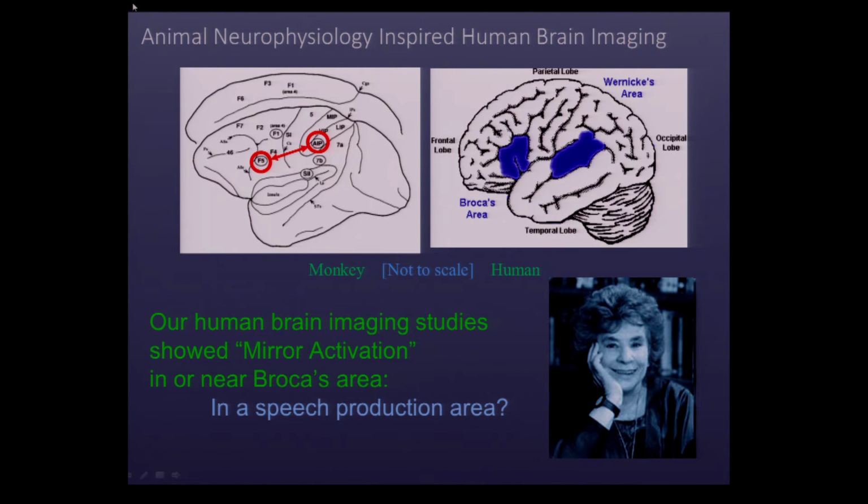Okay, so next, when we did the imaging in the human brain to say where do we have these mirror neurons, or at least where do we have a part of the brain that lights up both for hand actions and for observation of hand actions in the human, it turned out to be in Broca's area. Broca's area was traditionally thought of as a speech production area. So what is the recognition of hand movements doing with the production of speech?